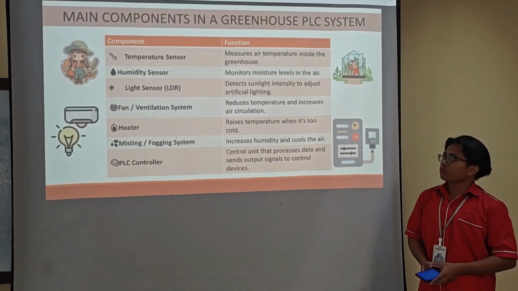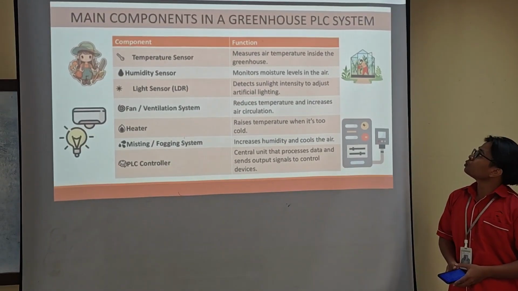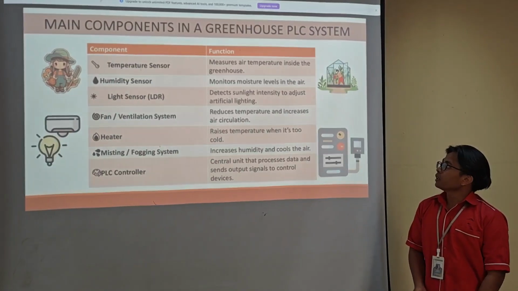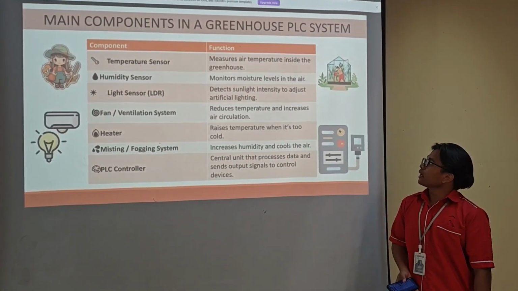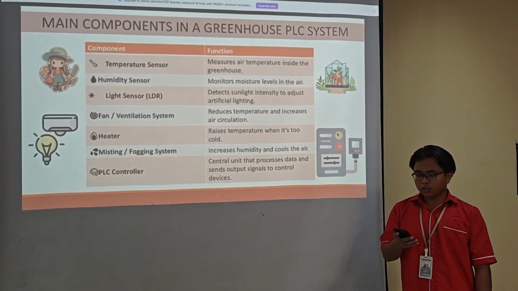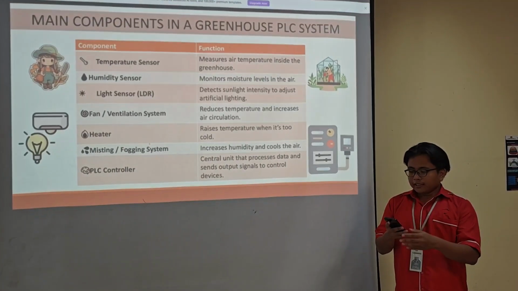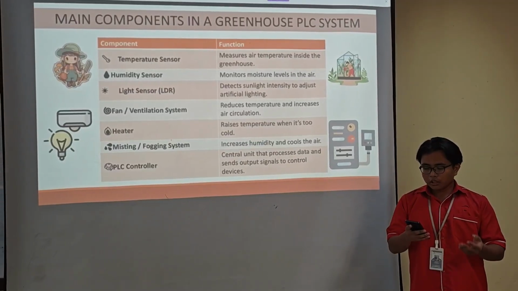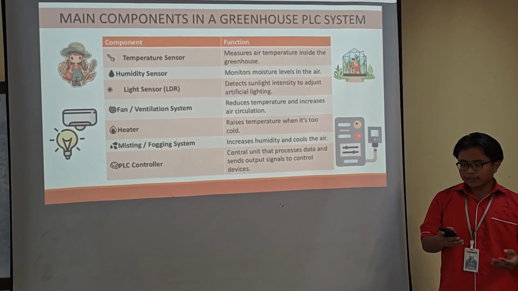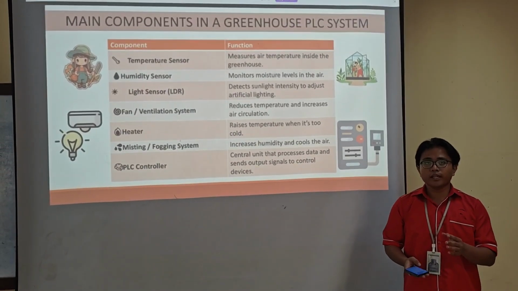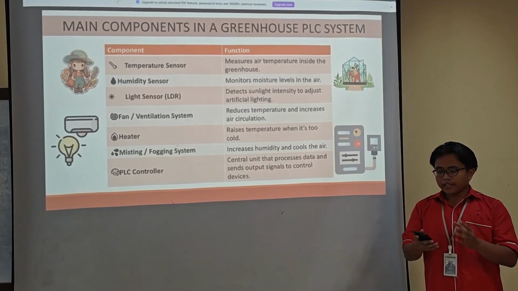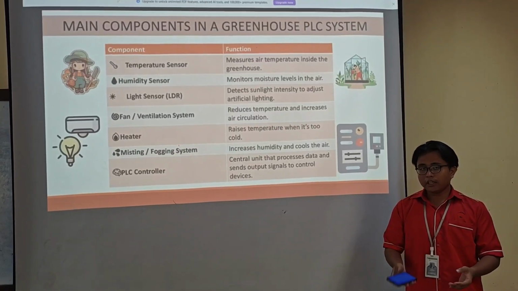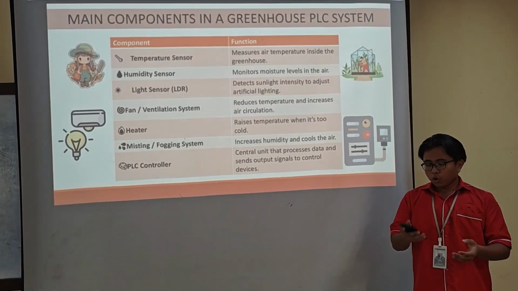Now, I will explain about the main components in a greenhouse PLC system. First component is the temperature sensor. The function is it measures the temperature inside the greenhouse. A sensor like a thermocouple or RTD continuously monitors the air temperature and sends an electrical signal to the PLC. The signal strength changes with the temperature, allowing the PLC to determine if the greenhouse is too hot or too cold.